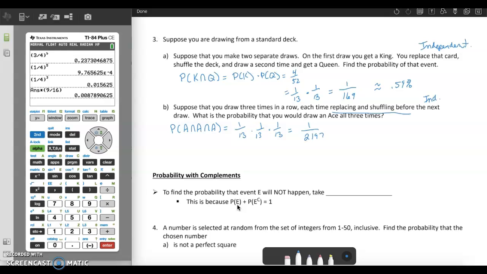2,197. And if we divide that out, that is about a 0.046% probability of drawing an ace 3 times in a row. So I would never want to make a bet of, I bet I can draw an ace 3 times in a row. This is very, very unlikely.